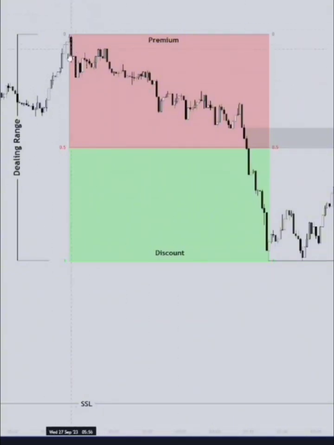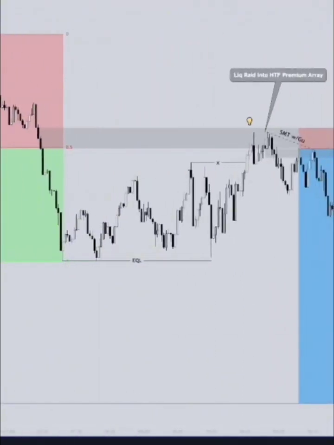So we have our dealing range here, which is the New York session dealing range. We have the session high and the session low, and we can see that we always want to sell at a premium, very important, and buy at a discount. So we waited for the market to come back into premium, met our PD array, and then sold off.